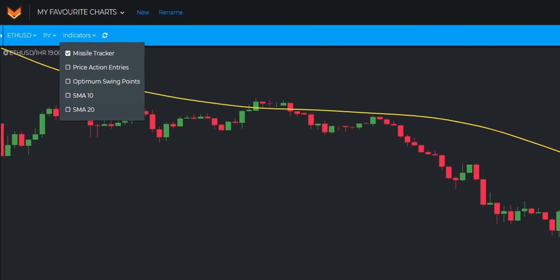This has been an overview of the missile tracker line from FoxEx.